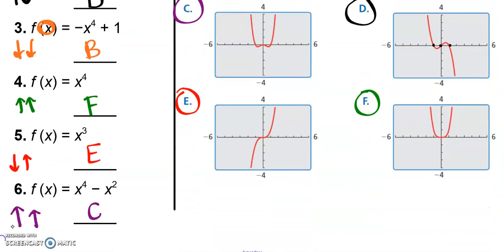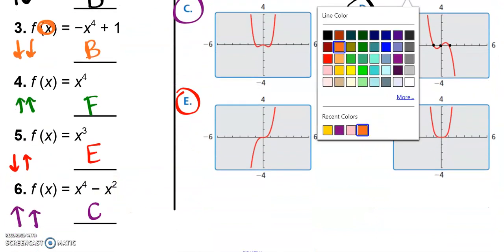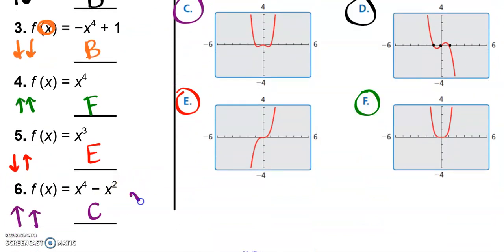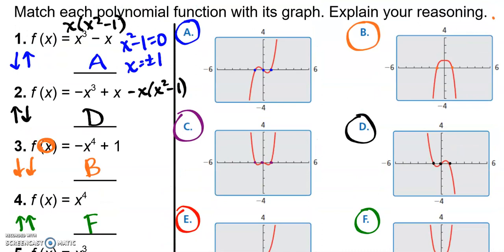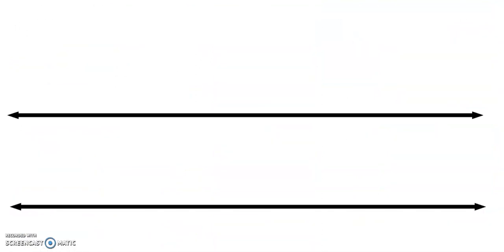And then finally this last one, if I factor out an x squared, I'd be left with x squared minus 1. So again, I get a 0 at 0, and I get zeros at plus and minus 1 when I solve that. So negative 1, 0, and 1. Mostly though, you can go by end behavior for these graph matchings. Let's talk about end behavior.